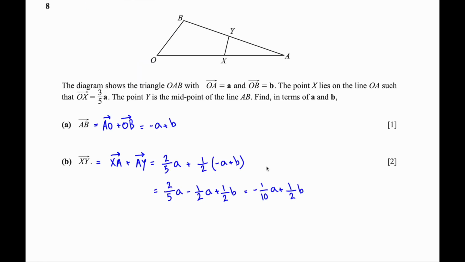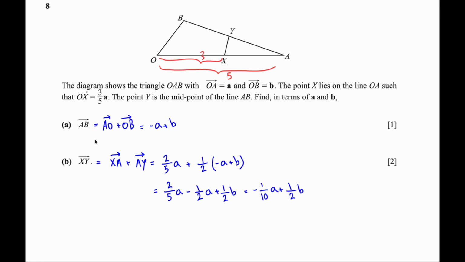Question number 8 is about vectors. As you can see in the figure, I'm told that OA is defined as vector A, OB is B, and point X lies on the line OA such that OX is 3 over 5 A. So basically, if OA is 5, OX is 3. And Y is the midpoint of line AB. Therefore, this would be half of this.